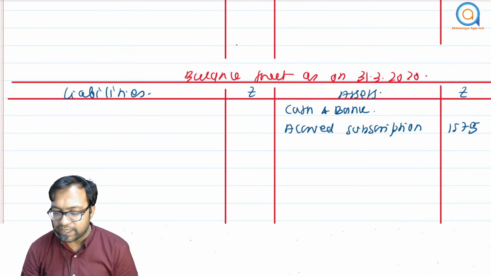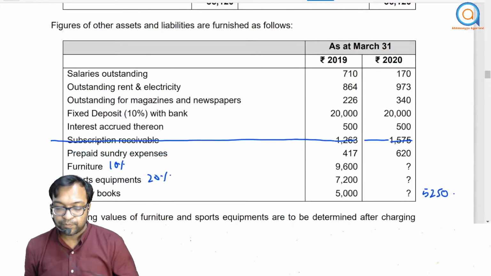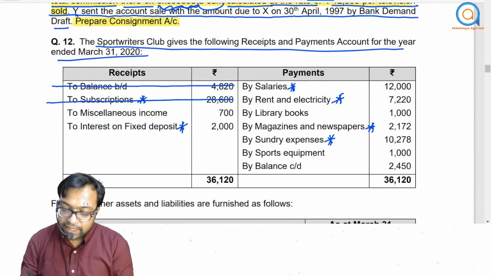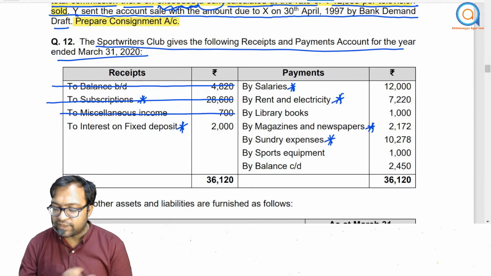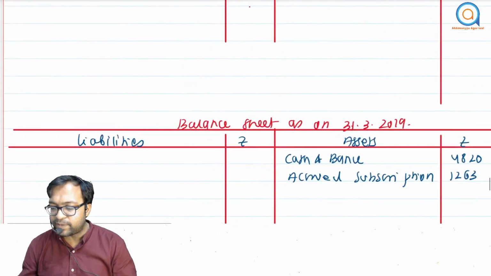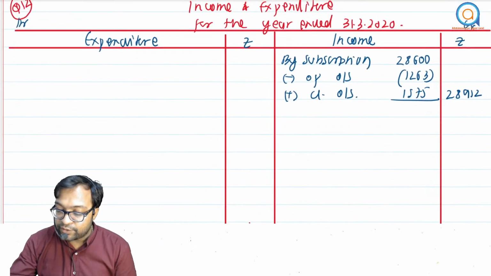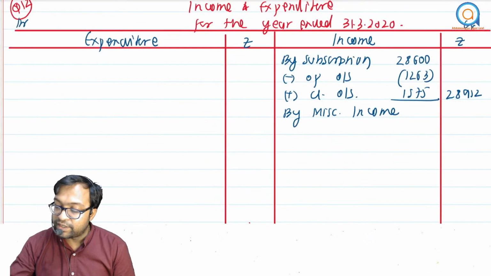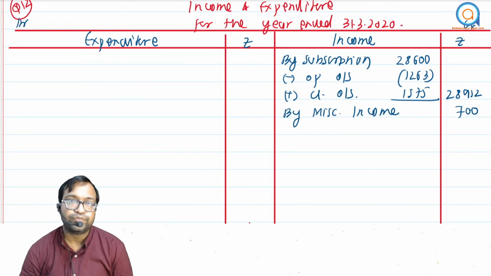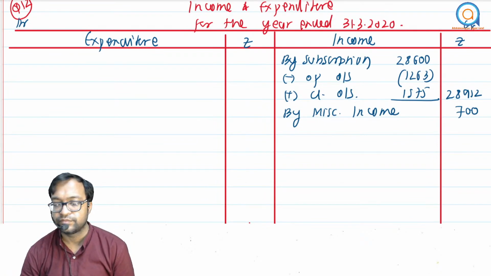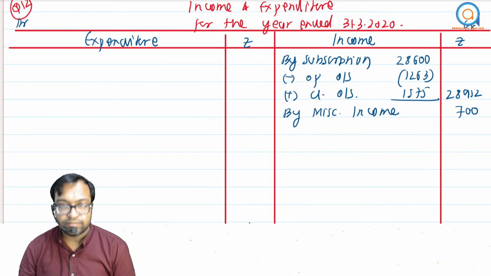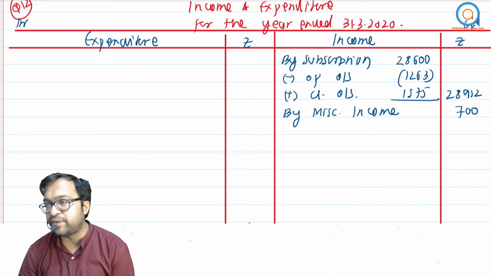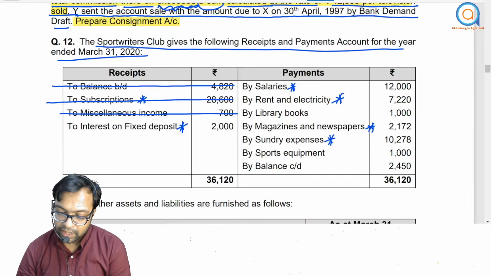Now let me go to my receipts and payment once more. Next is miscellaneous income. It will come on the income side of income and expenditure. So let me write for you by miscellaneous income. Have they given any adjustment? No sir. Amount is 700. Correct? I hope everybody is at par.